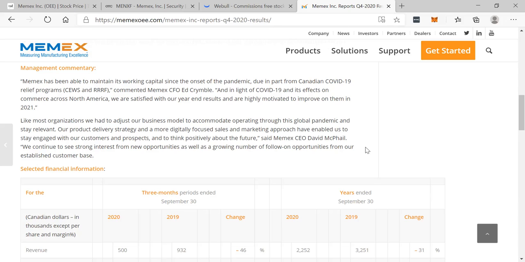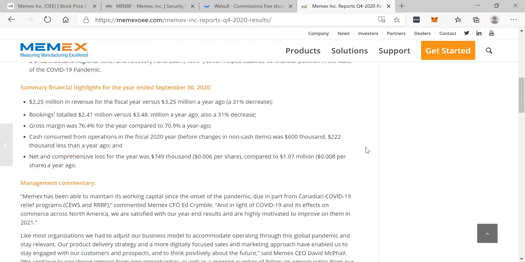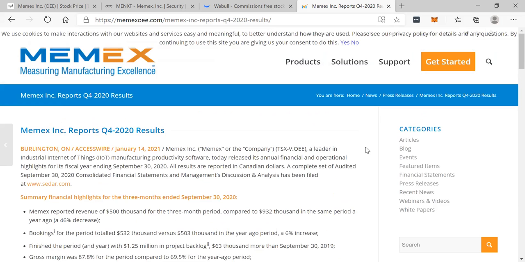Like most organizations, we had to adjust our business model to accommodate operating in this global pandemic and stay relevant. Our product delivery strategy and a more digitally focused sales and marketing approach have enabled us to stay engaged with our customers and prospects and to think positively about the future, said Memex CEO David McPhail. We continue to see strong interest from new opportunities, as well as a growing number of follow-on opportunities from our established customer base. So this is a company that I thought is interesting.